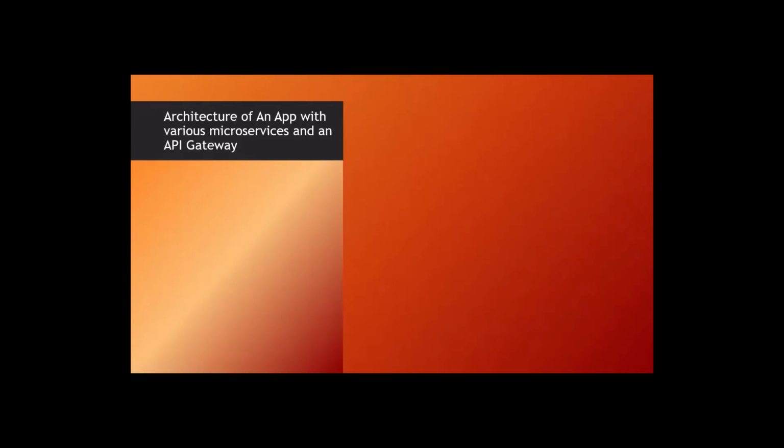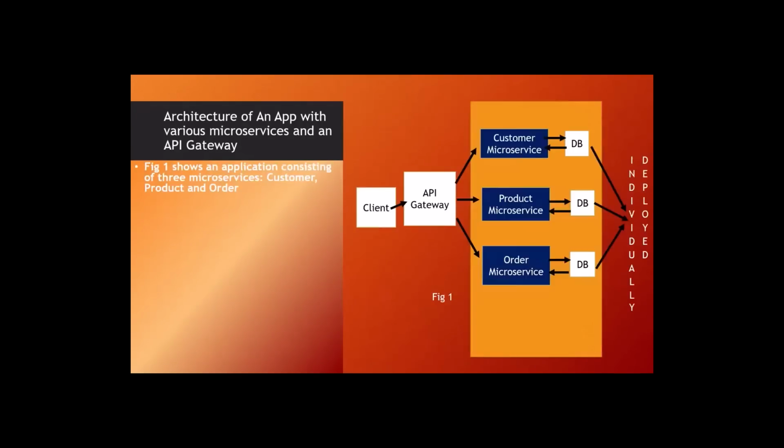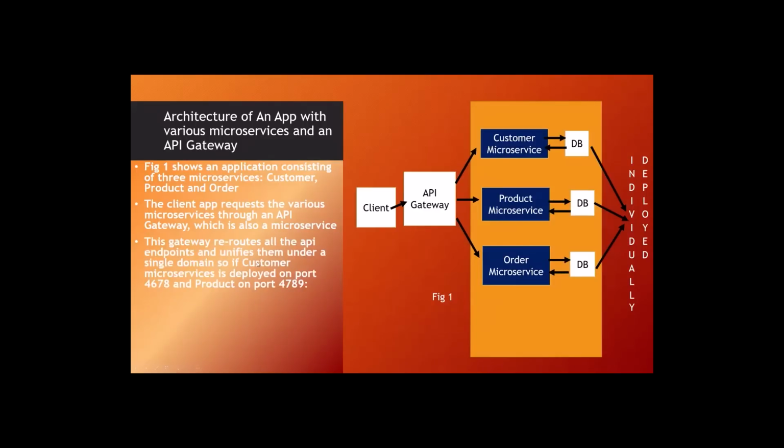Architecture of an app with various microservices and an API gateway. So first of all, this figure one shows an application consisting of three microservices: a customer microservice with a database, and a product microservice with its own database, similarly an order microservice. And the client app requests the various microservices through an API gateway, which is also a microservice. Now this gateway reroutes all the API endpoints and unifies them under a single domain.